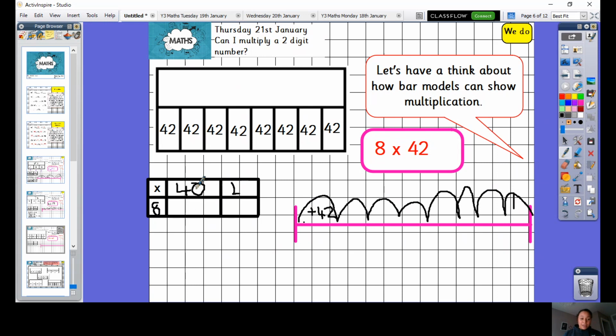But because it's not 8 times 4, it's 8 times 40, the 4 has been multiplied by 10, so my answer needs to be multiplied by 10 too to make 320. And then 8 times 2. I could use my 2 times tables or my 8 times tables for that one, and that will give me an answer of 16. Okay, so here we go. Let's add them all up. So we've got 300 plus 20, so 2 tens there.